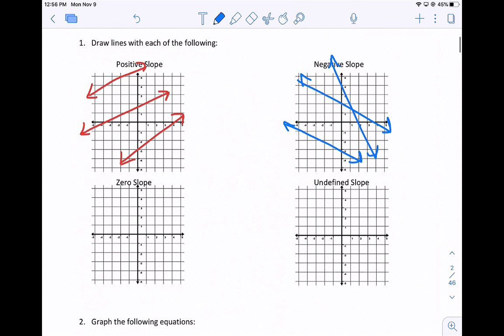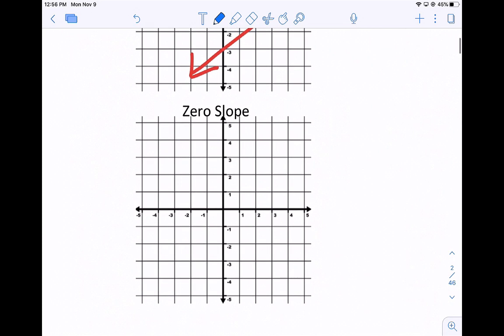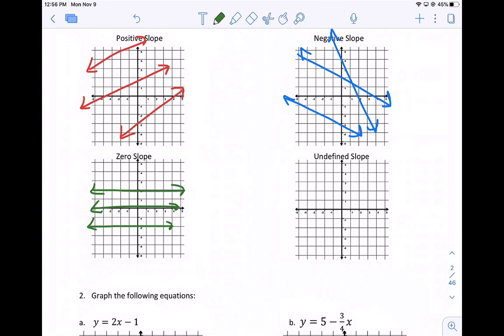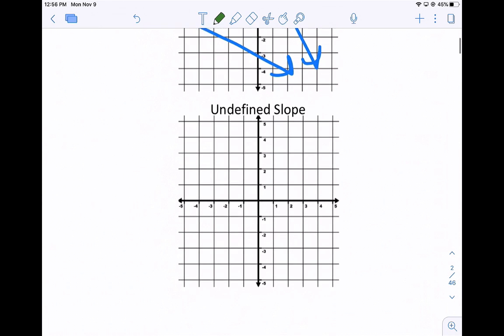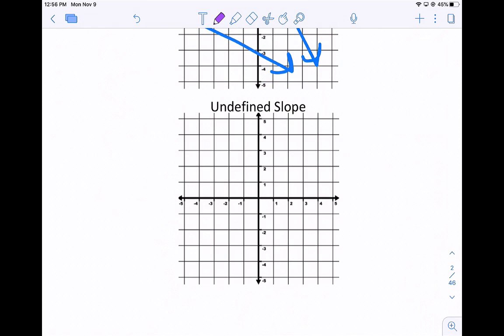Zero slope would be flat. If you're thinking about skiing, zero slope, there would be no hill. So here's zero slope, just flat. Any line that looks like that would be considered zero slope. And then undefined slope would be straight up and down. So any line that went straight up and down would be considered undefined slope.